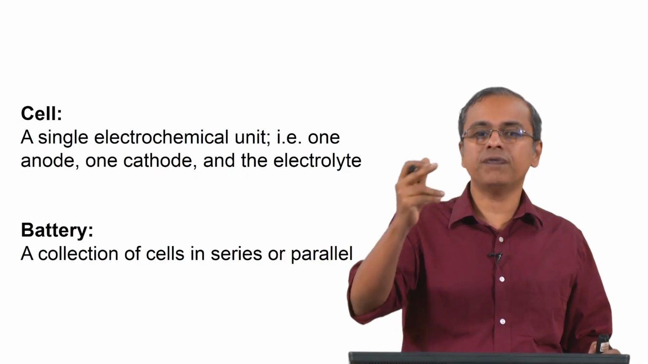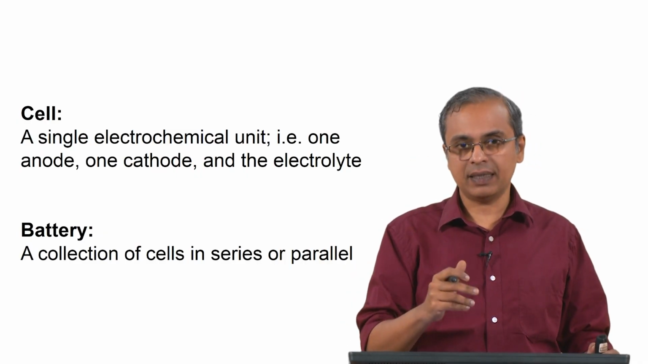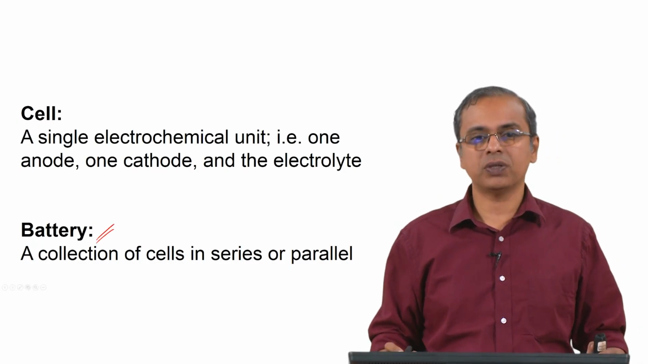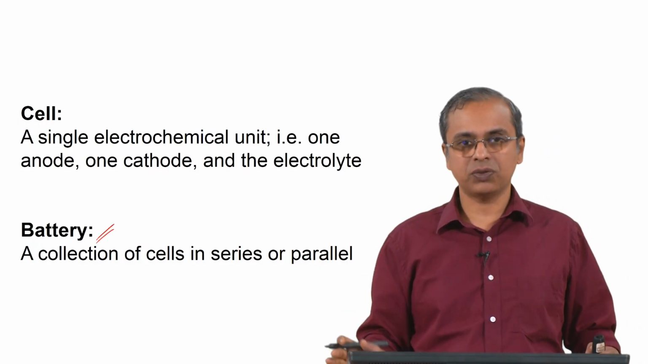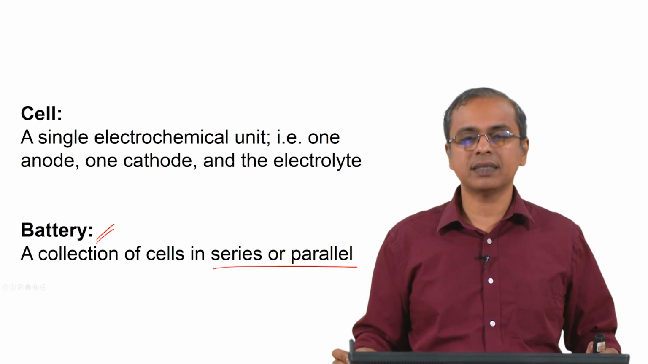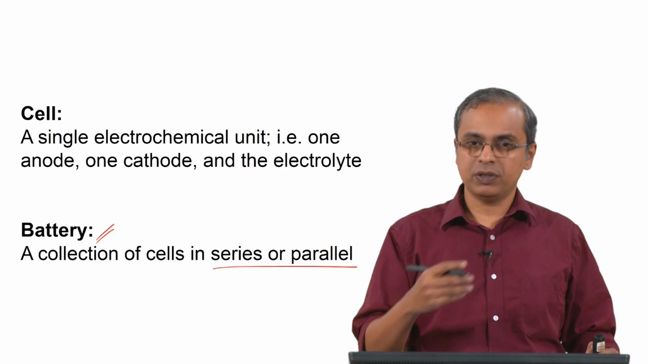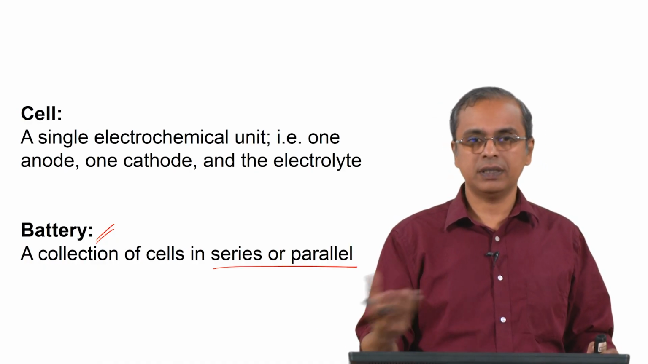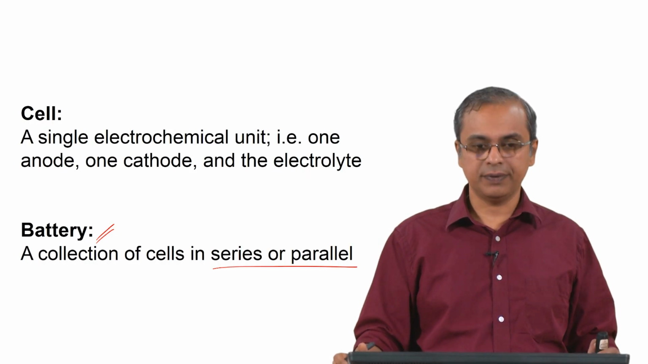If you put several of these in series or parallel, then you have created a battery. So if it takes several AA cells or AAA cells and then arranges them in series or parallel, then you have a battery. Okay. So that is just again something that we should keep in mind. Because we talk of these technologies, we should at least be a little conscious of the terminology that goes with these technologies.